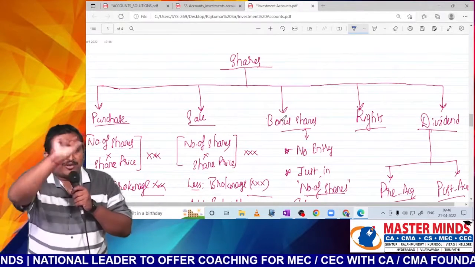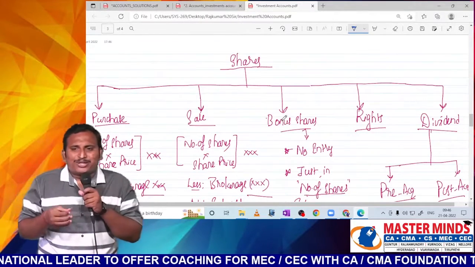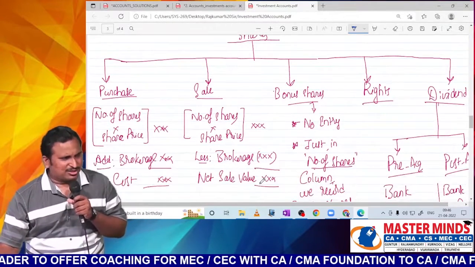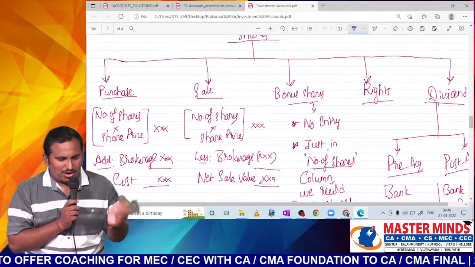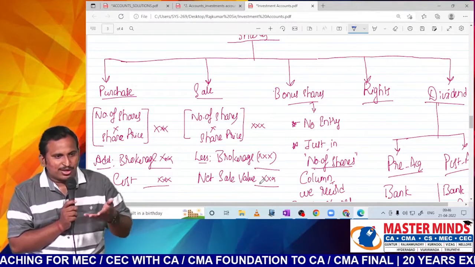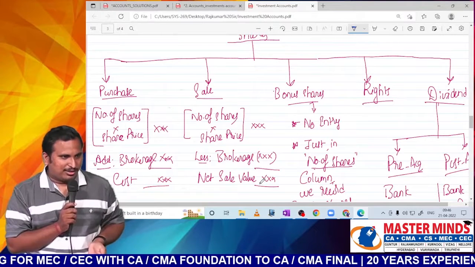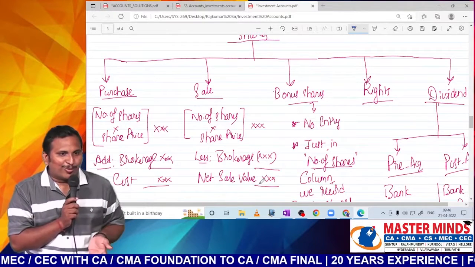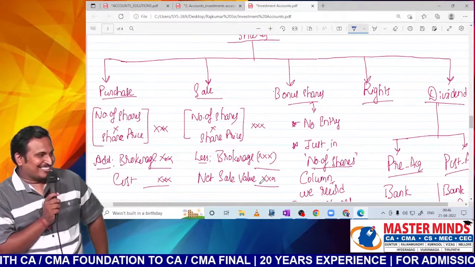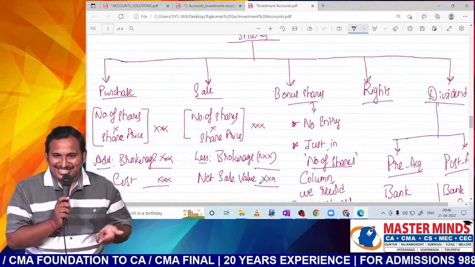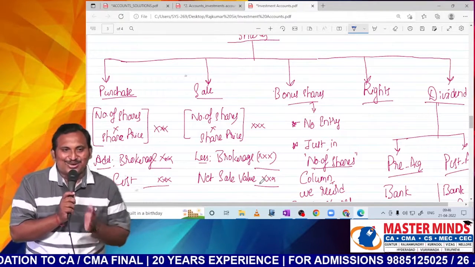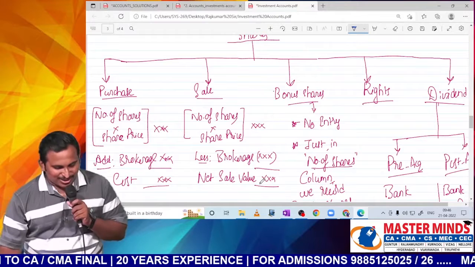So shares, everybody please look carefully. With respect to shares, what are the transactions possible? Either you will purchase, or you will sell, or you might receive bonus, or you might receive rights, or you might receive dividend. Anything else? Don't tell me opening or closing; that will anyway be recorded, sir. That is not a transaction. So transactions are either purchase or sale or bonus shares or right shares or dividend. So let us discuss all these things.